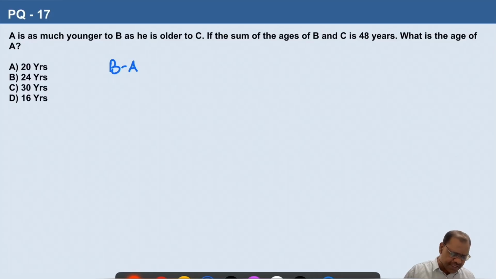So when you compare A and C, who is older? A is older. So this is equals to A is older than C. So A is as much younger to B as he is older to C. So this is the equation that we can form. If the sum of the ages of B and C is 48 years, B plus C is equals to 48 years.